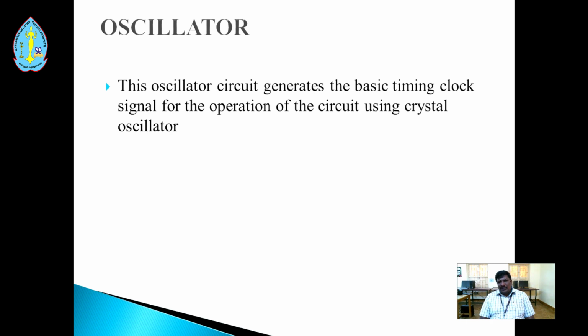Next we discuss the oscillator. We have already discussed the pin diagram. We have two oscillator pins, called XTAL1 and XTAL2. The oscillator is used to generate the basic timing clock signal for the operation of the crystal. It is a crystal oscillator.